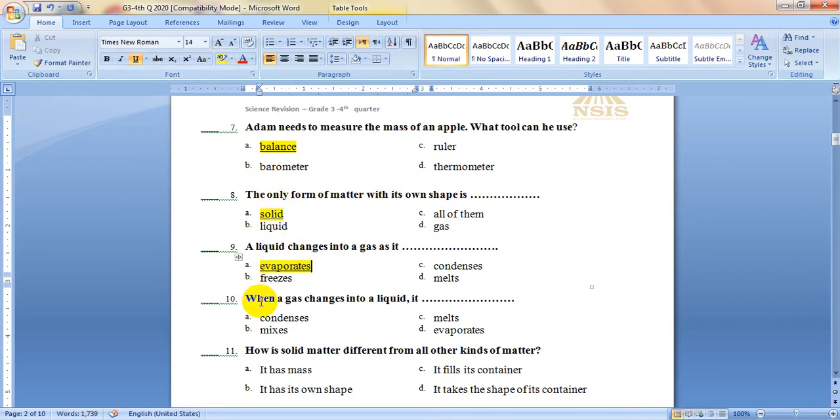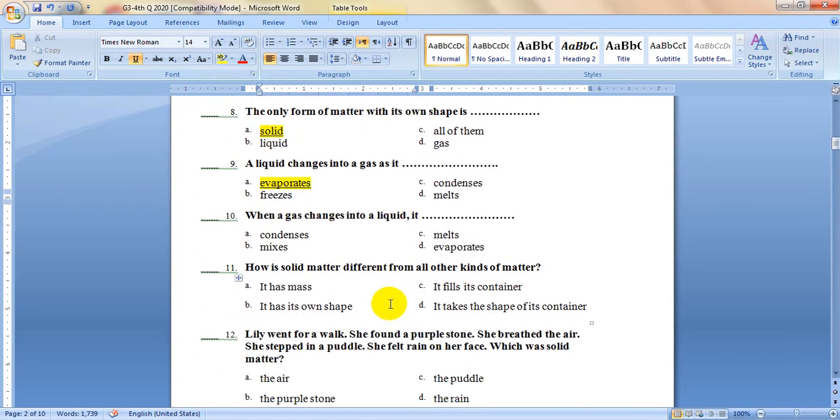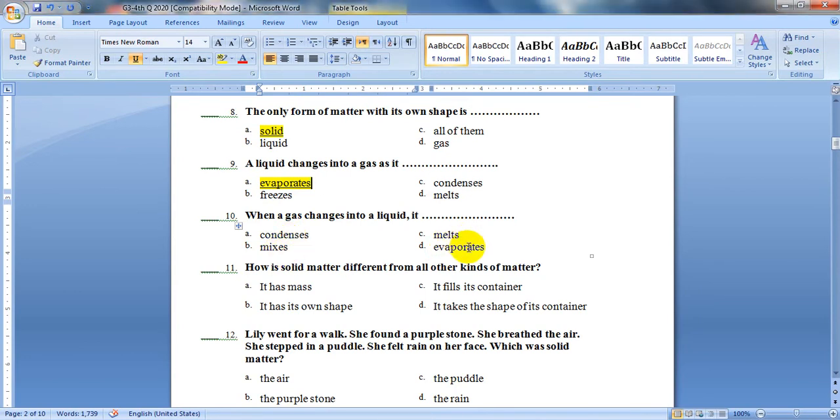10. When a gas changes into a liquid, the opposite. The gas, like water vapor, will change to be liquid, like liquid water. So it condenses, mixes, melts, evaporates. It condenses.